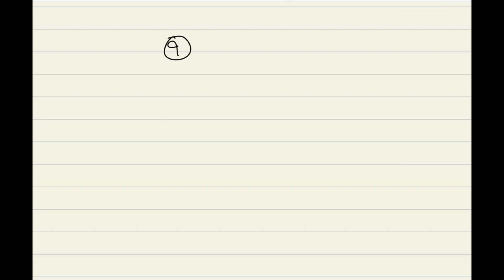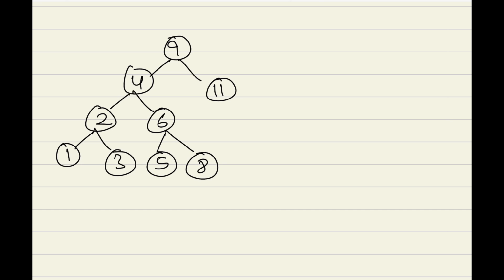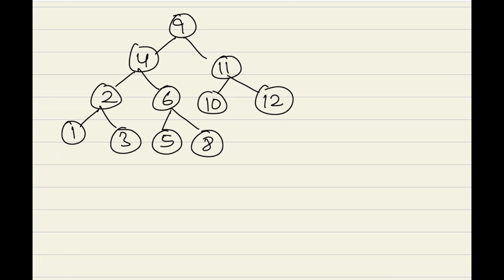Now we will take another example on this. Assume the root node is 9, its left is 4, its right is 11. Its left is 2, its right is 6, its left is 1, its right is 3, its left is 5, its right is 8. For 11, its left is 10, its right is 12. So this is one existing AVL tree.